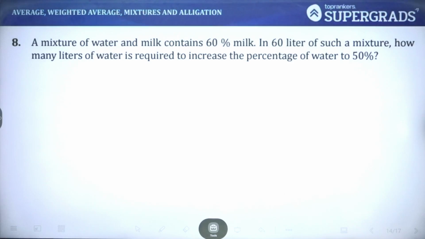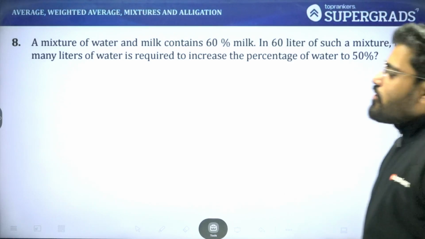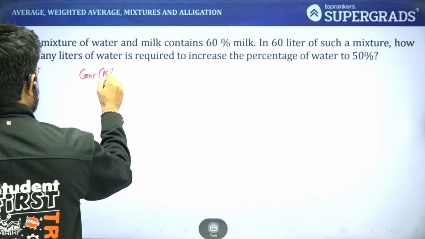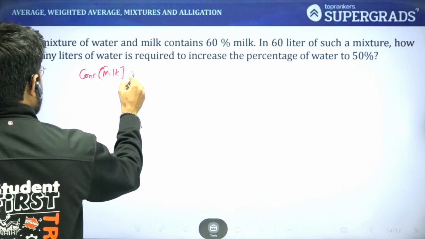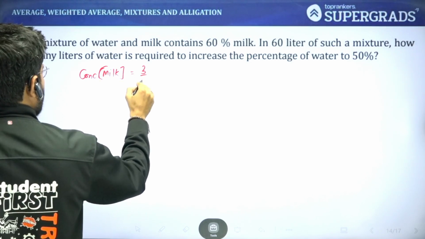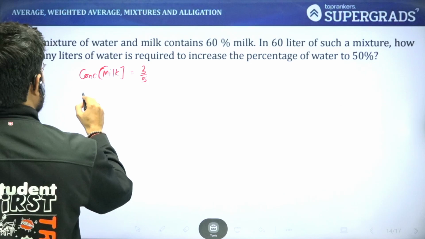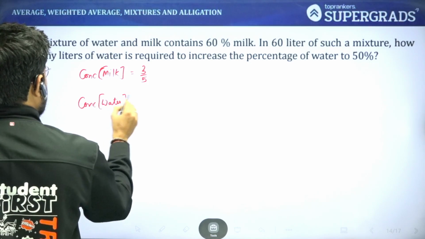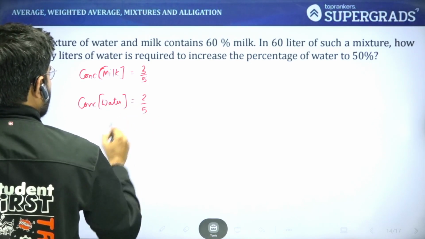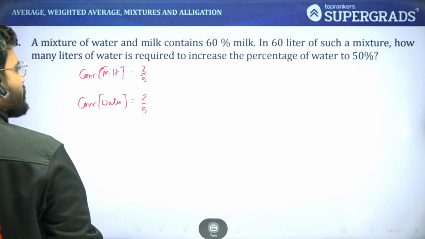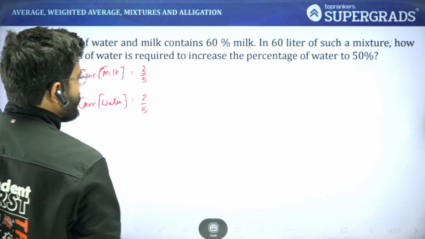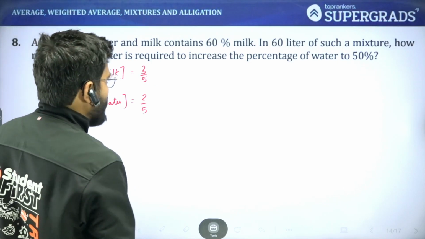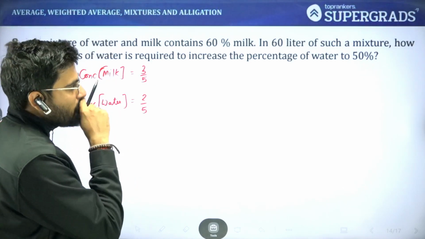Next, a mixture of water and milk contains 60% milk. So the concentration of milk is 60%, that is 3 by 5. So what is the concentration of water? Concentration of water is 2 by 5. In 60 liters of such mixture, how many liters of water is required to increase the percentage of water to 50%? So we have to increase the concentration to 50%.